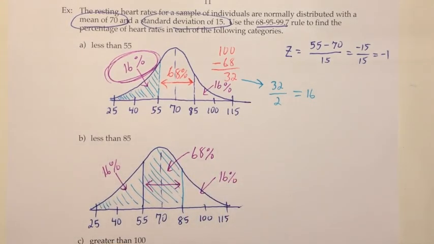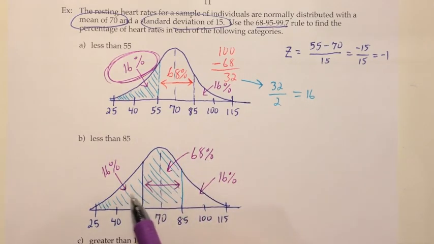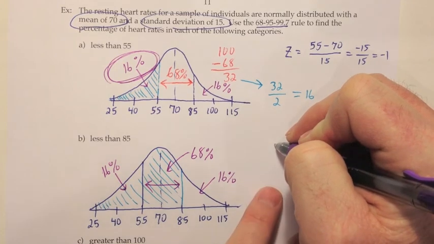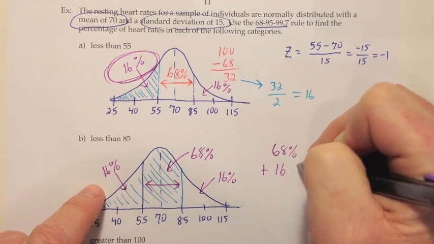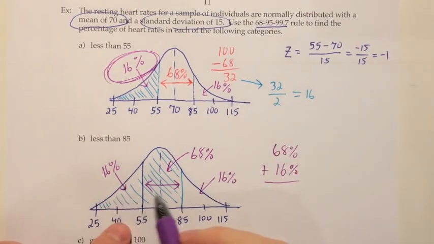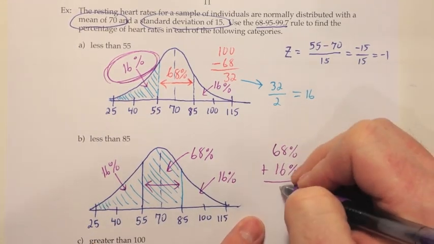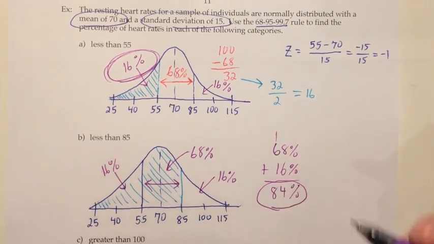So in this case, I want the amount of area that's to the left of 85, and I've got that in 2 chunks here. There's 68% of it in the middle, and then another 16% off to the left. So I would say the answer to this question is the 68% in the middle plus the 16% that's over here on the left-hand side. That gives me the total amount that's to the left of 85, and adding that together, I have 84%. So that should be the amount of area that's to the left of 85, or the percentage of heart rates that are to the left of 85.